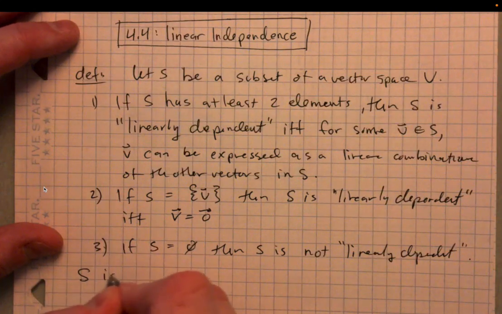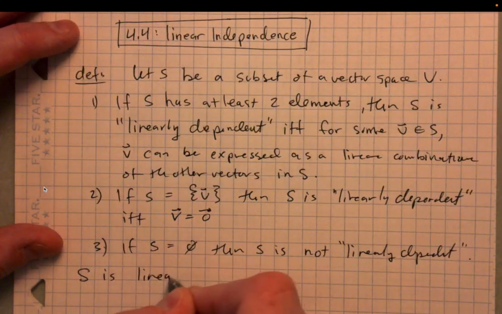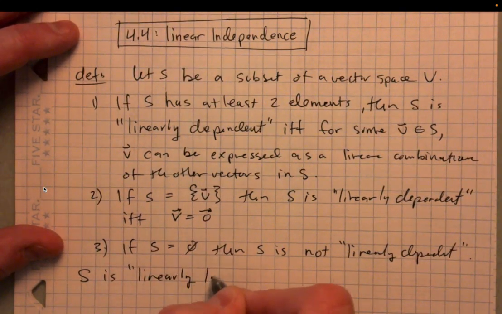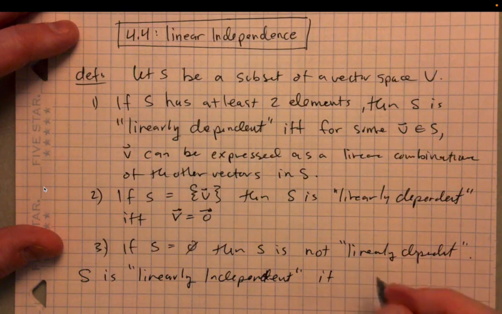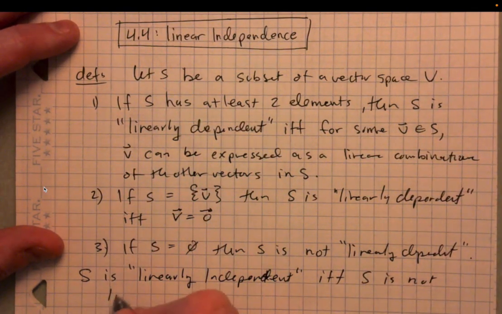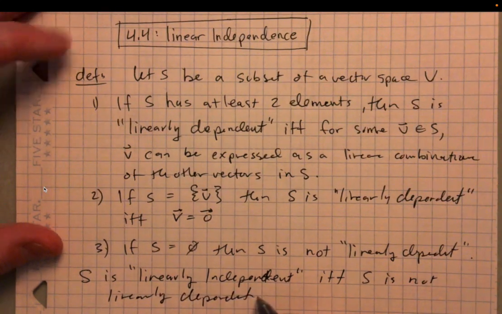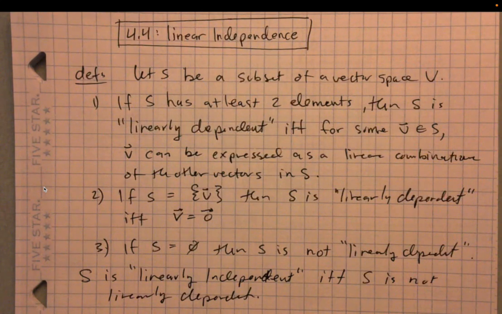So we say S is linearly independent if and only if S is not linearly dependent. It's kind of a binary: you either are or you aren't. Perfect. As I said, part one is the meat of the definition.